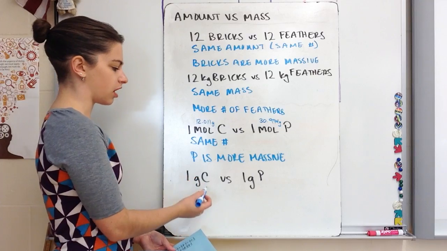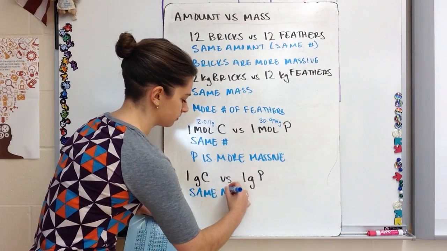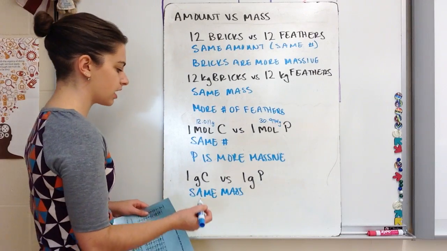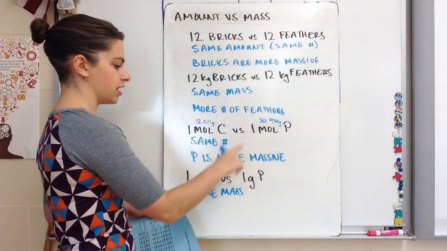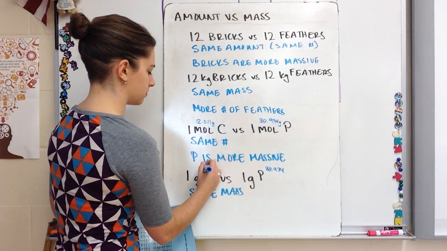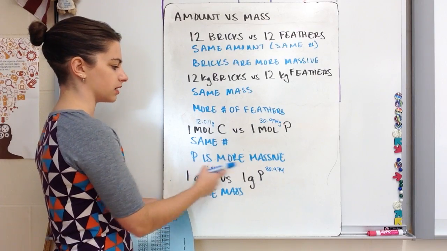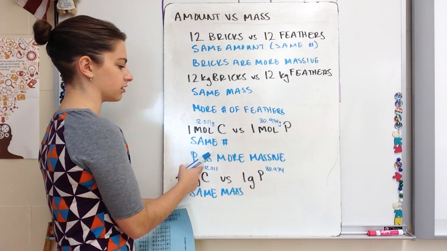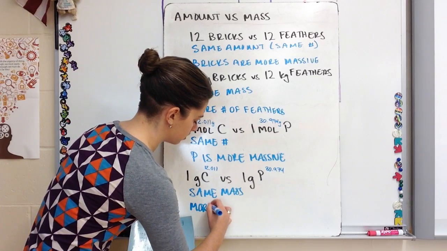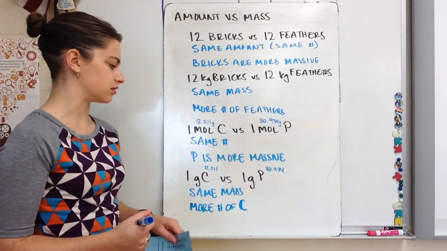If I compare 1 gram of carbon to 1 gram of phosphorus, these have the same mass because it tells me 1 gram and 1 gram. So if I were to put them on a balance, they'd have the same mass. However, if I go back to this information, my phosphorus atoms have a mass of 30.974. My carbon atoms have a mass of 12.011, which means in my 1 gram, I'm going to have a lot more carbon than phosphorus because my carbon are less massive than my phosphorus. So to get to the same mass, I need more carbon. So I'm going to have more number of carbon, oops, that's a C, because my carbons are less massive.